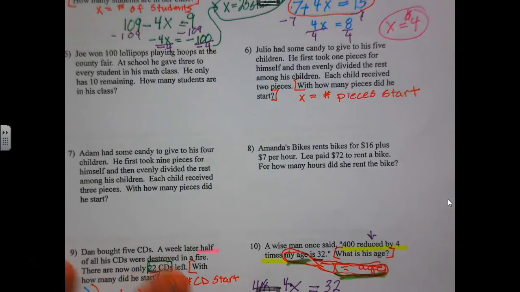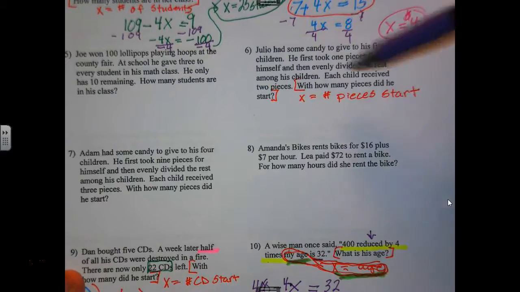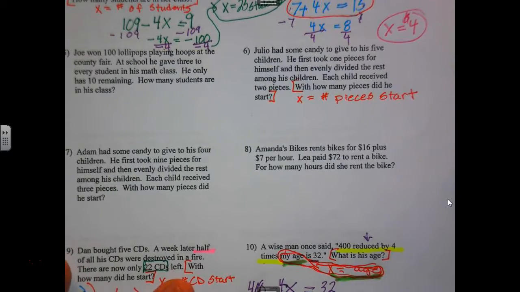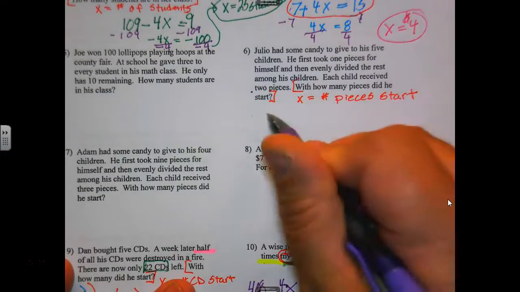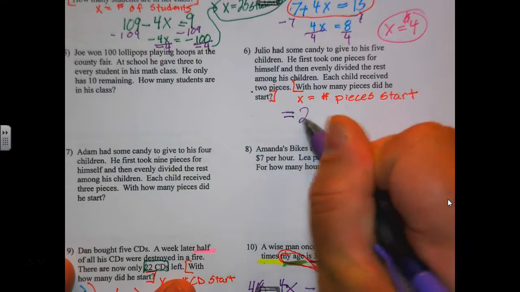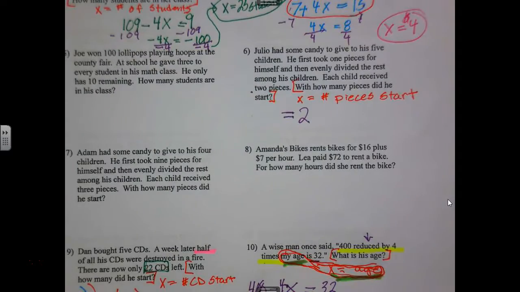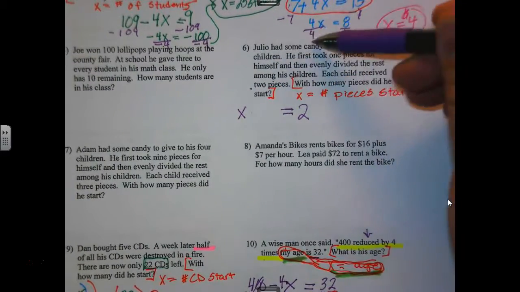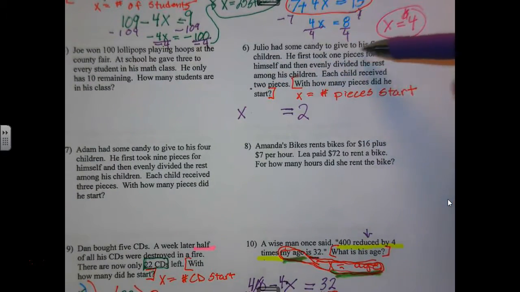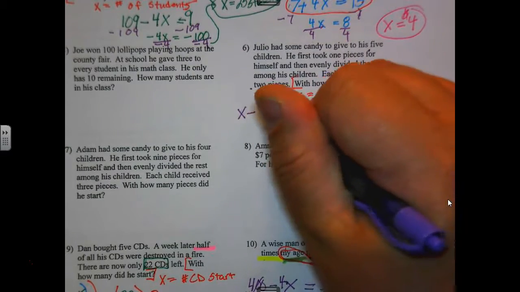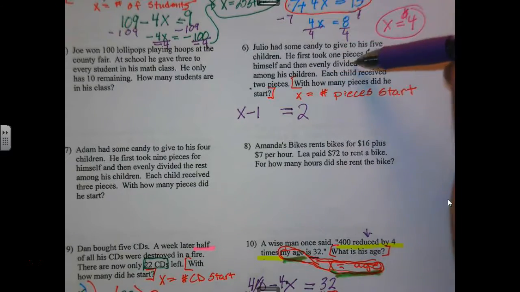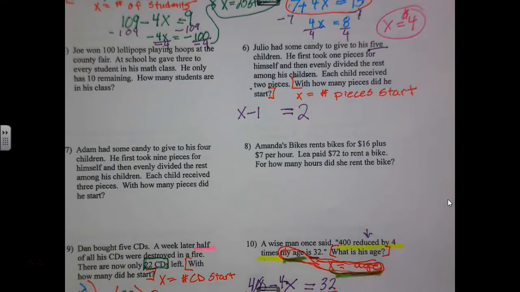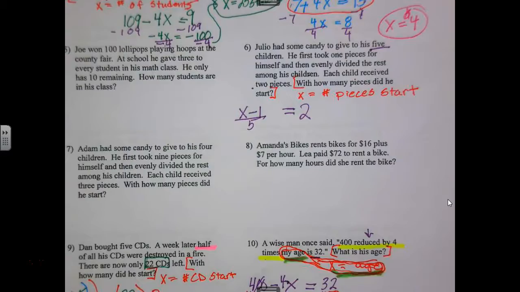Okay, let's try to figure out the total. What are we going to end up with? How many does each kid end up with? 2. Okay. All right, so he starts out with X amount of pieces. He first took 1 piece for himself, so I'm going to subtract 1 for himself. Then he evenly divided the rest among his children. How many children did he have? 5. There's my equation.